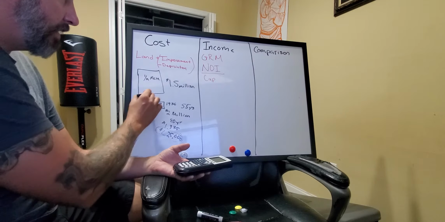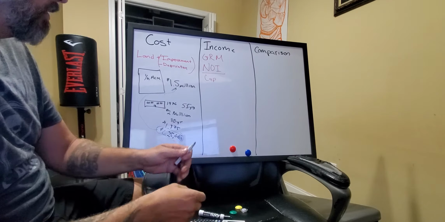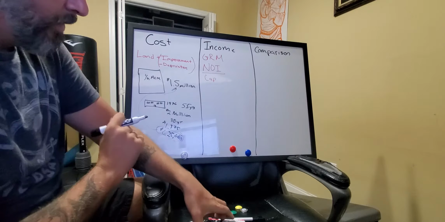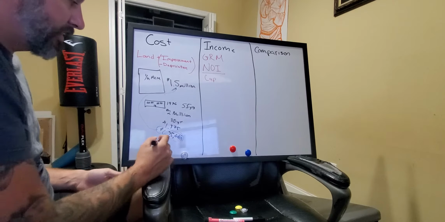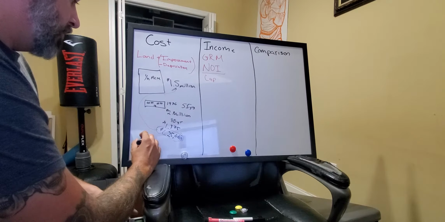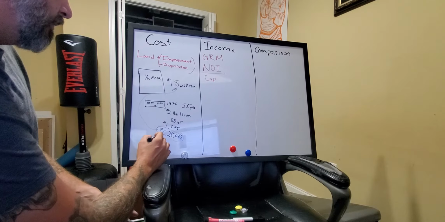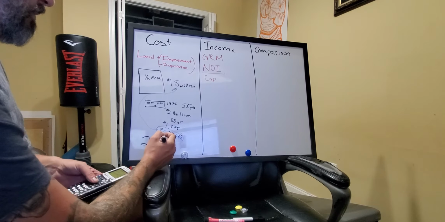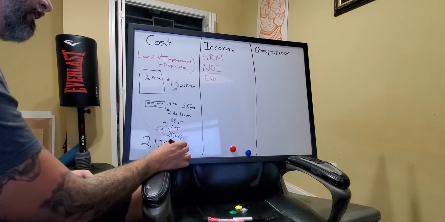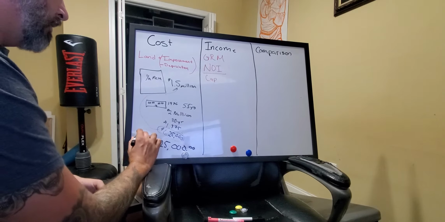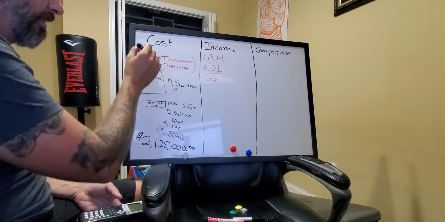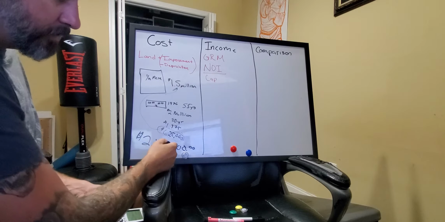Now you add that to your land. So you add 1.5 million plus 625,000, and you get 2,125,000. So the cost approach to this would make this library worth 2.125 million.